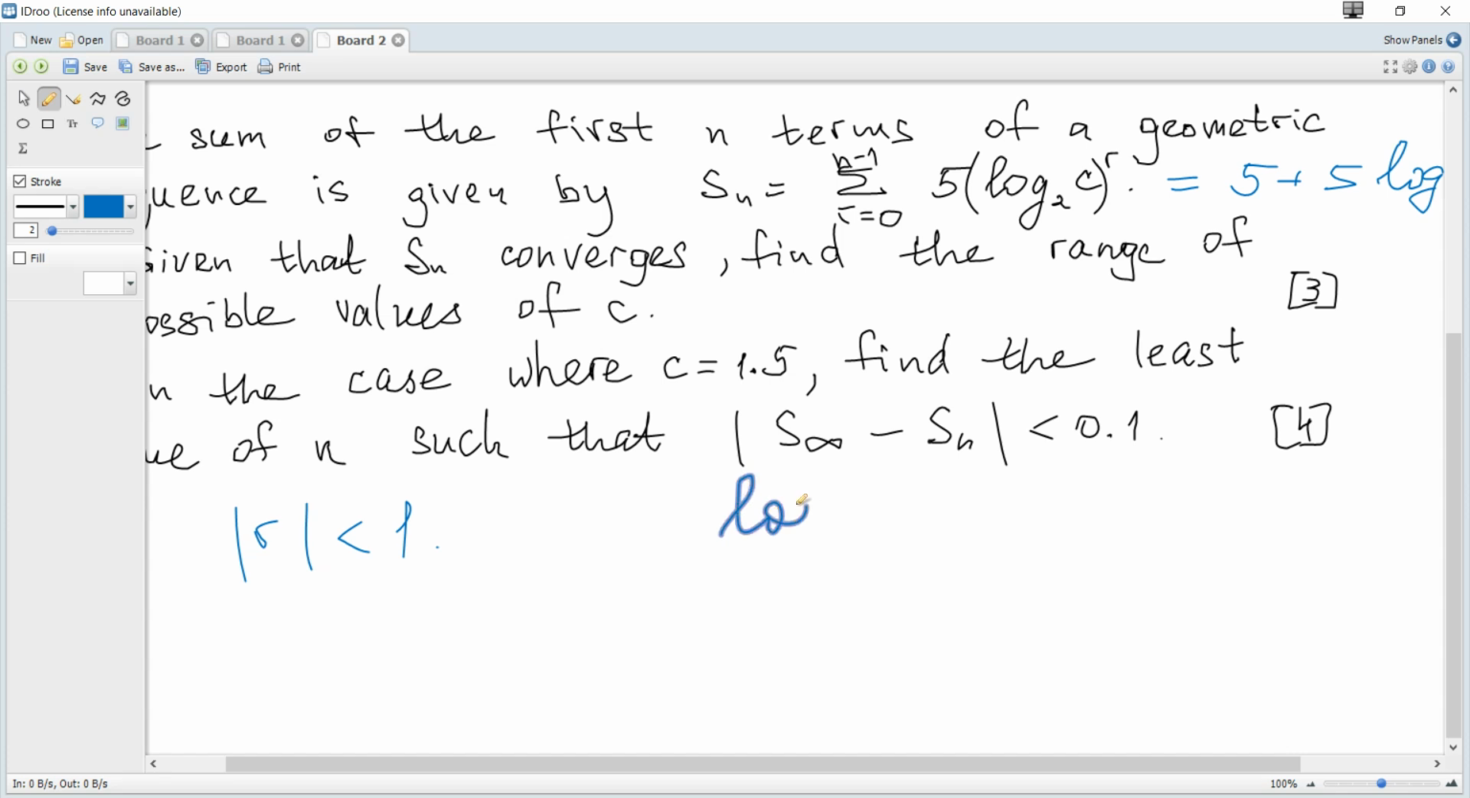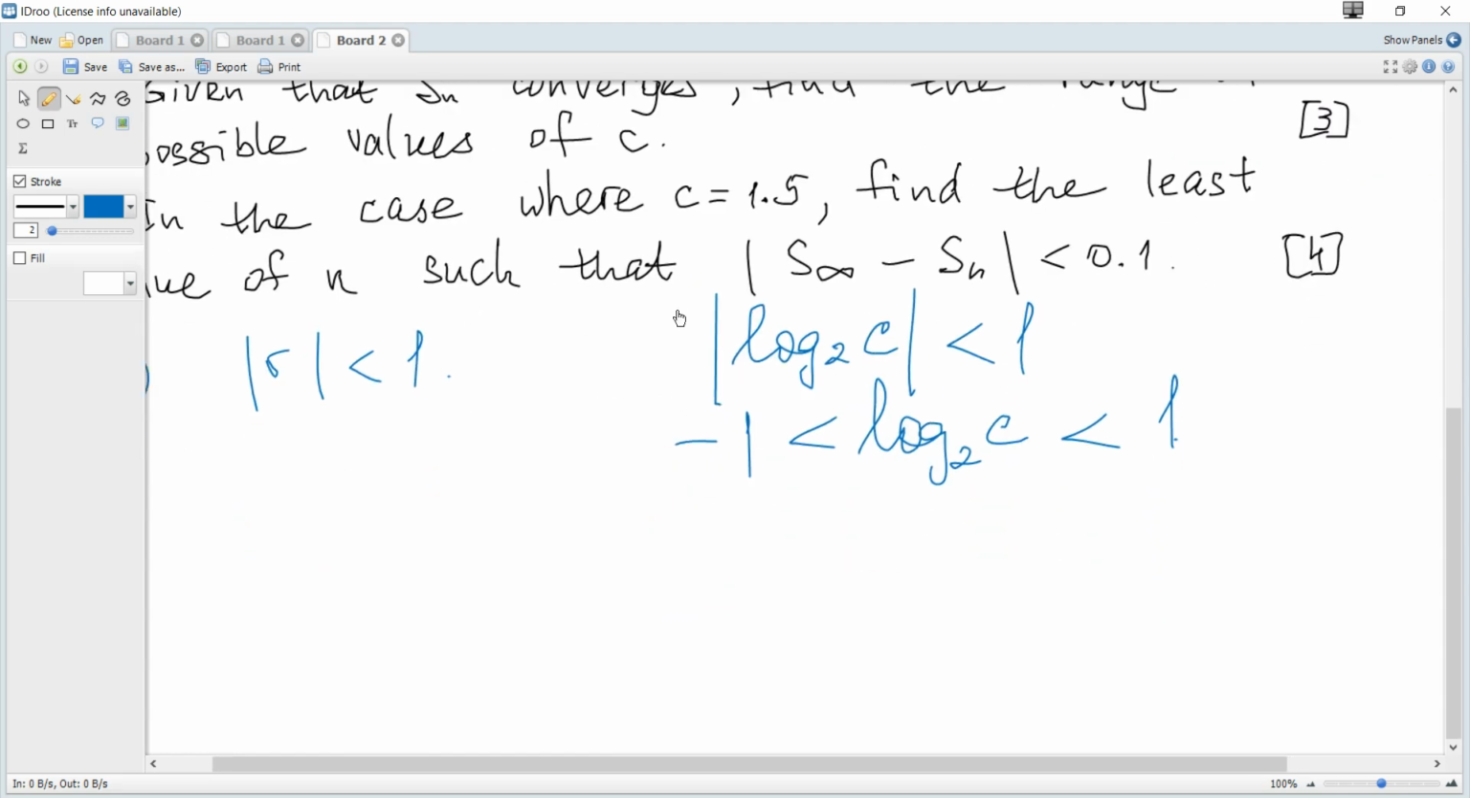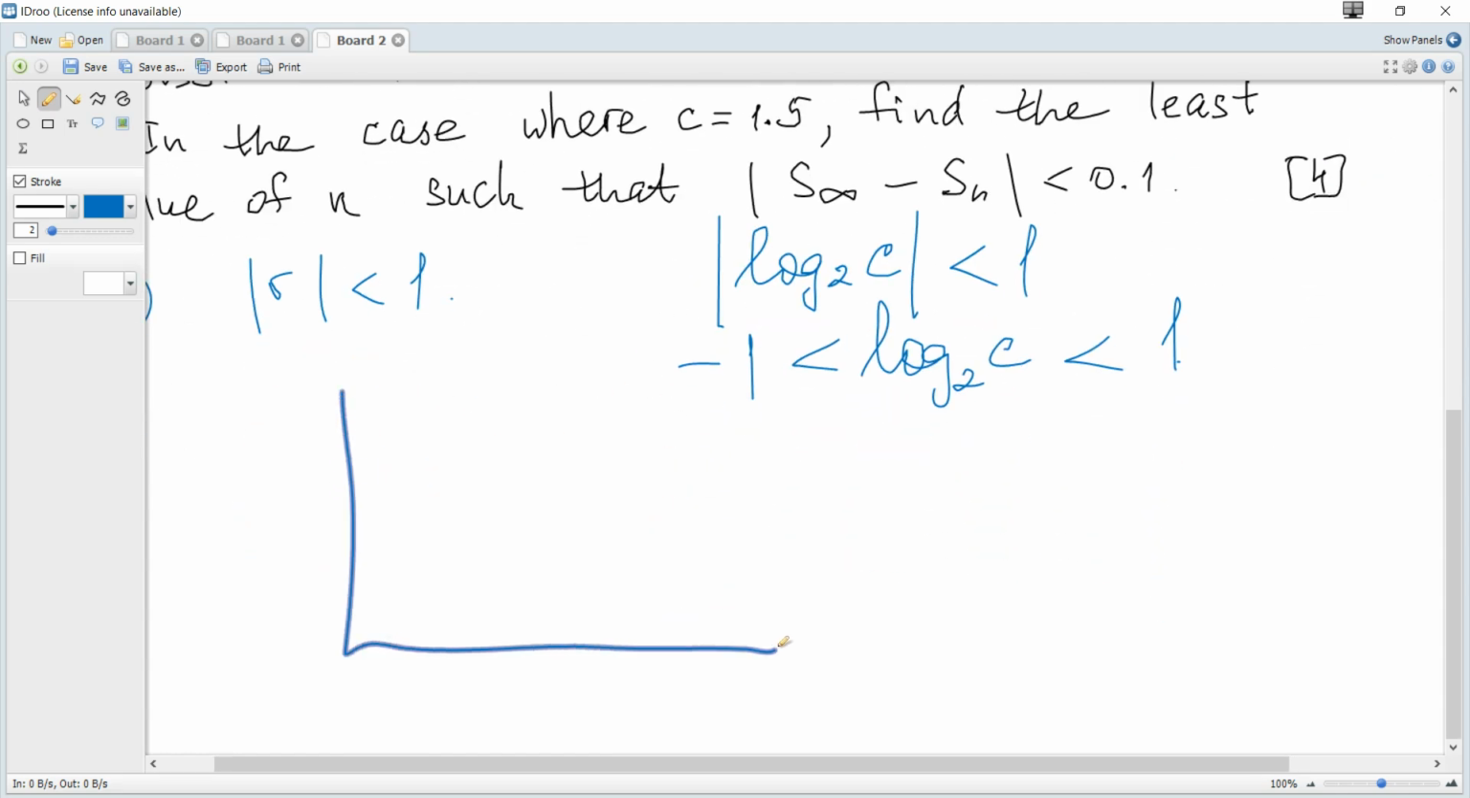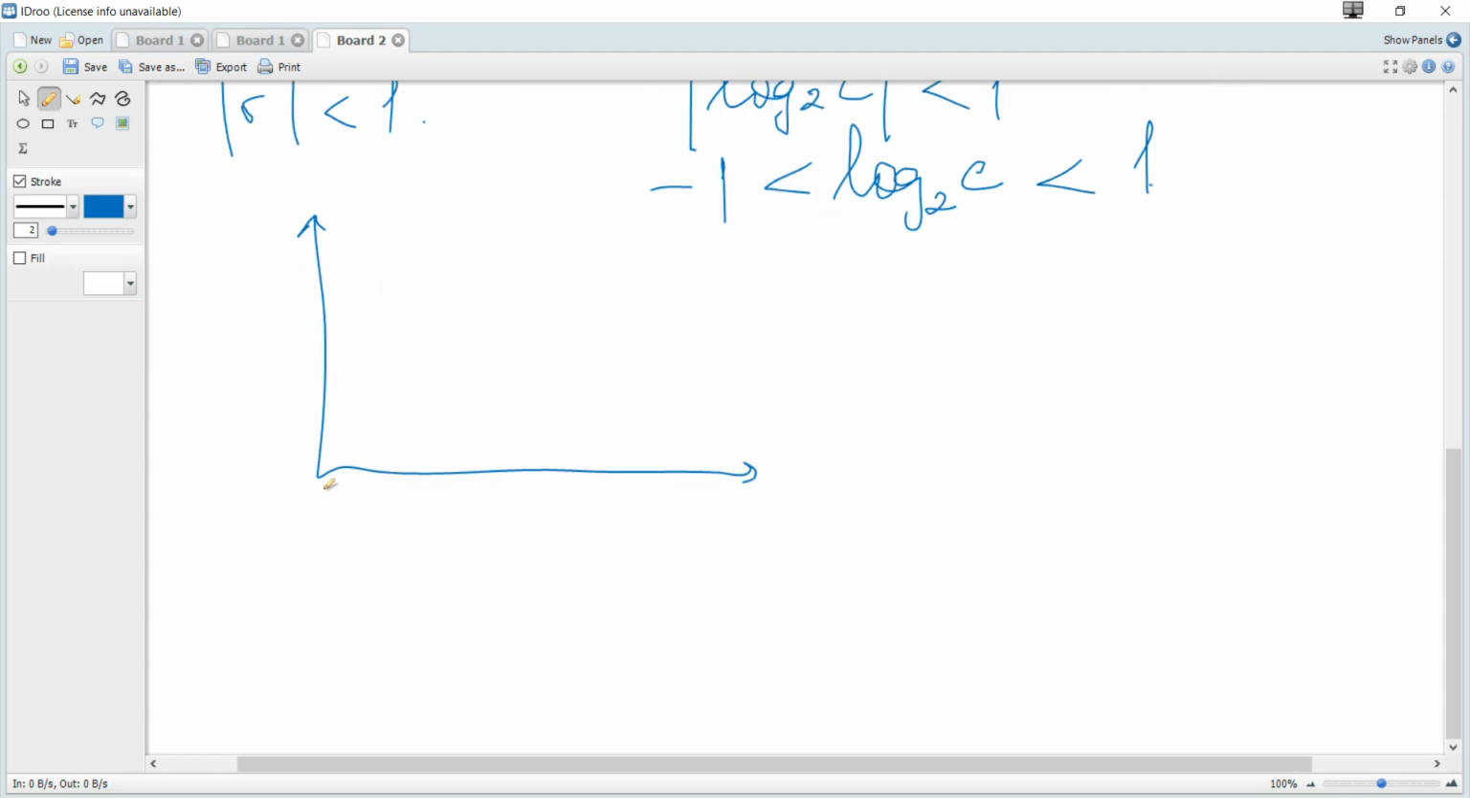So log to the base 2 of C, and its absolute value should be less than 1, and it means that this value should be greater than -1 and less than 1. Let's consider the graph of log to the base 2 of C, as a function of the argument, and it looks like this.